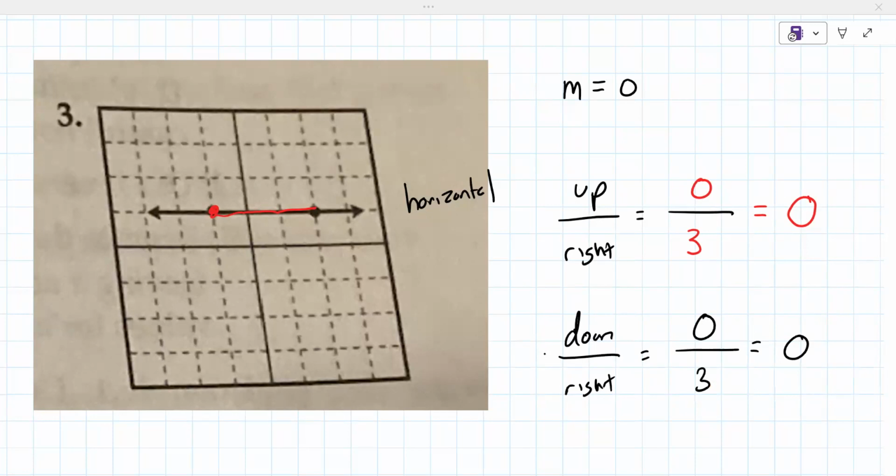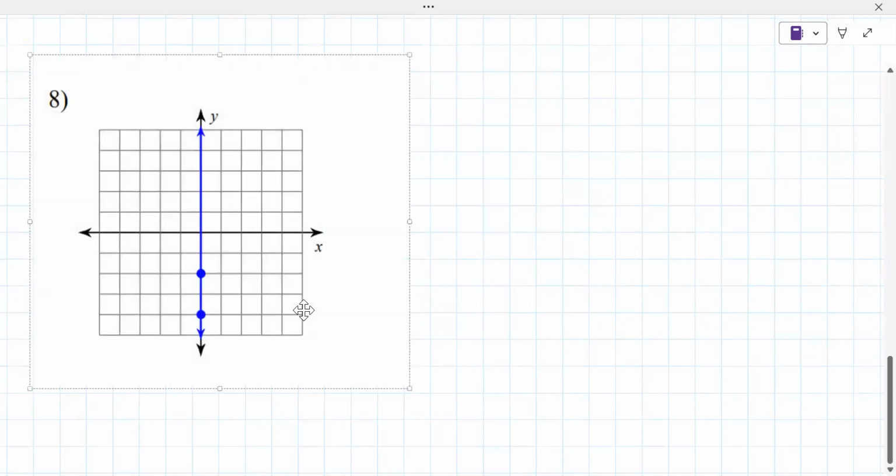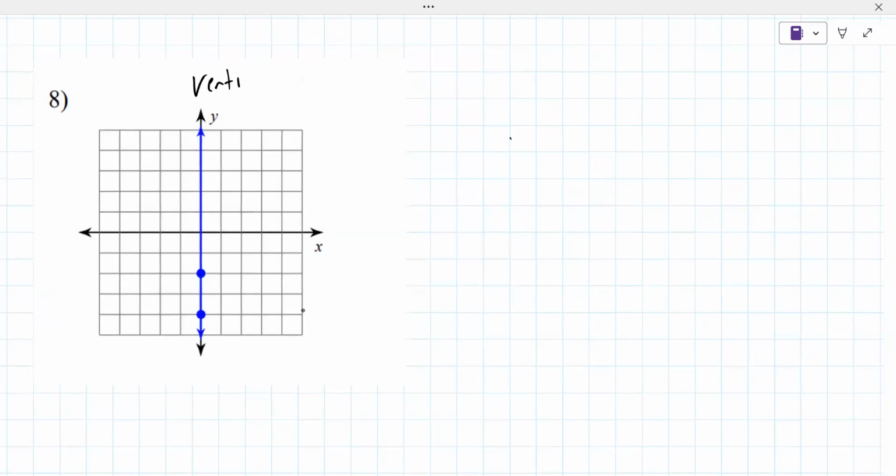Not to be confusing here, but I have to grab the other possibility. Wait, I'm looking for it. Okay. So here's the other possibility. There is no left or right on this one. There's just top and bottom. This is a vertical line.